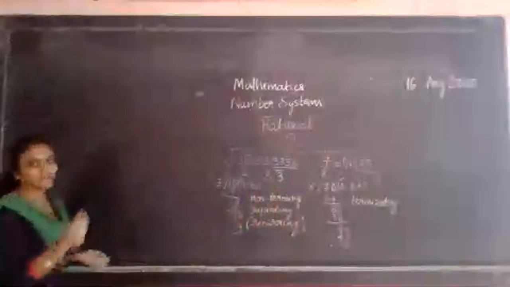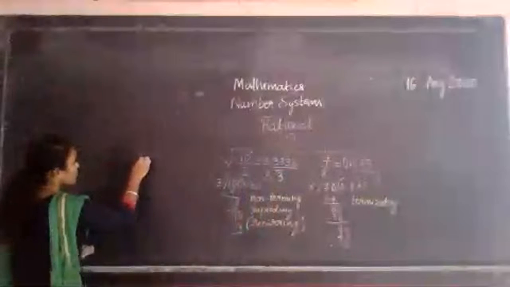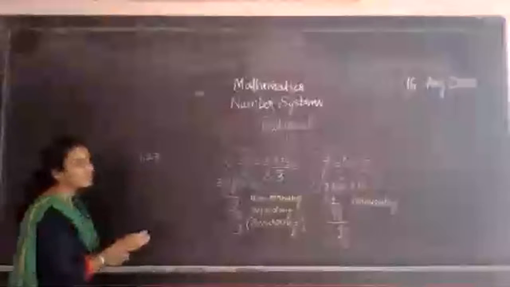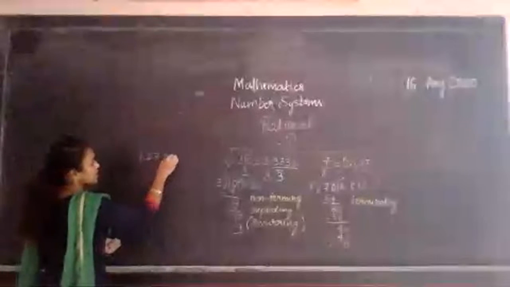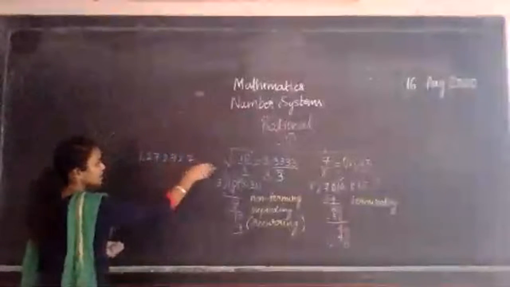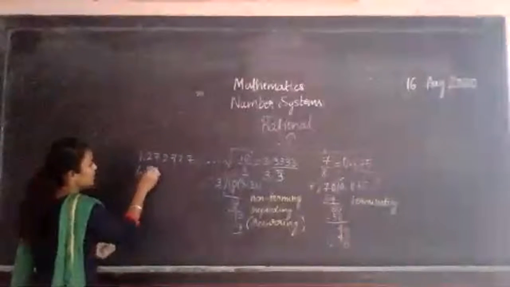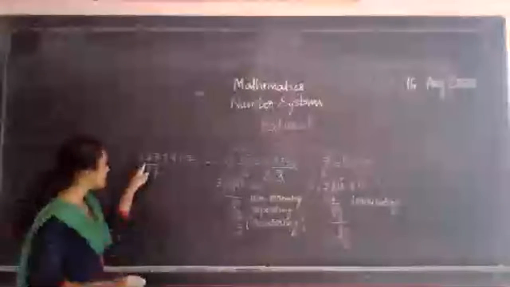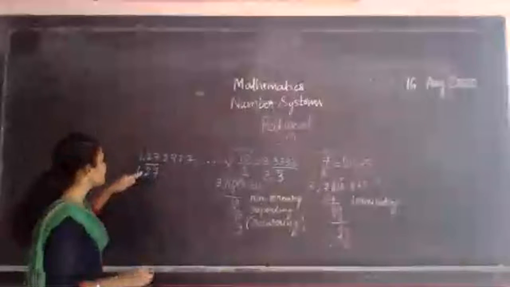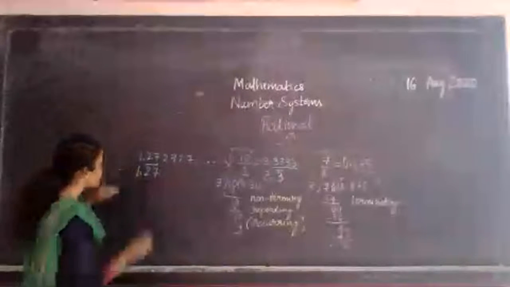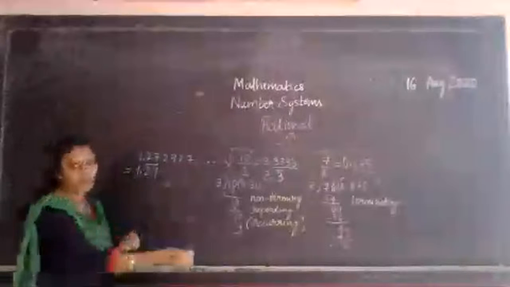Now, I may have many other examples, like 1.27, which keeps on recurring and goes on. So I can write that as 1 point 27 with a bar on top. That means that this 27 keeps on repeating.